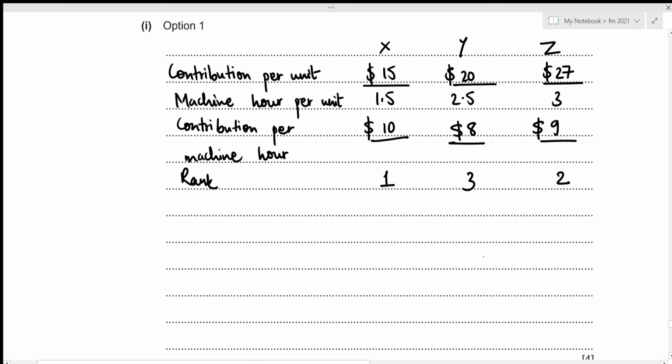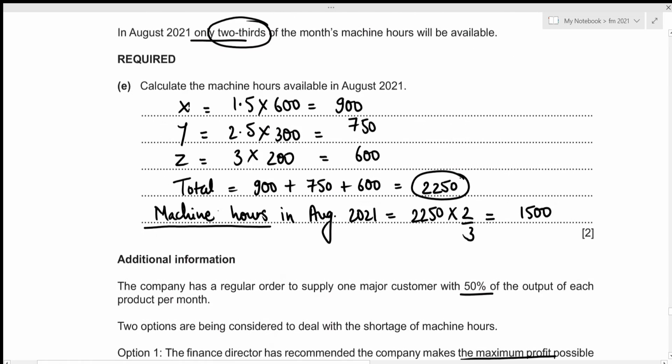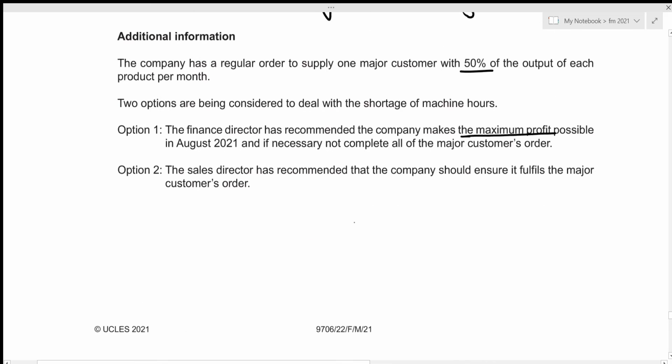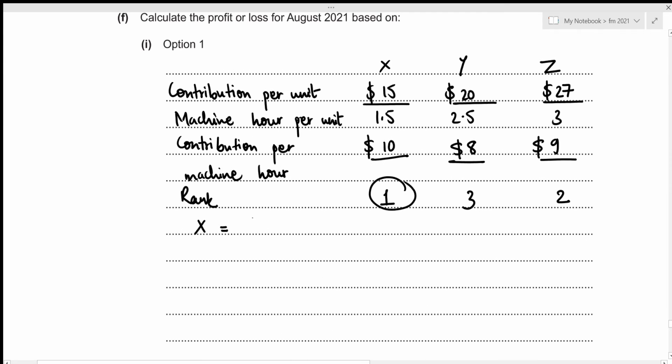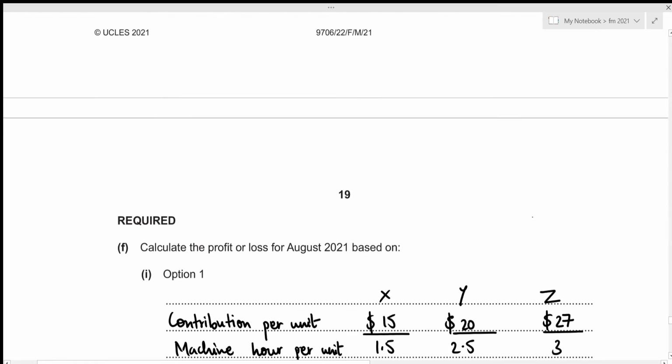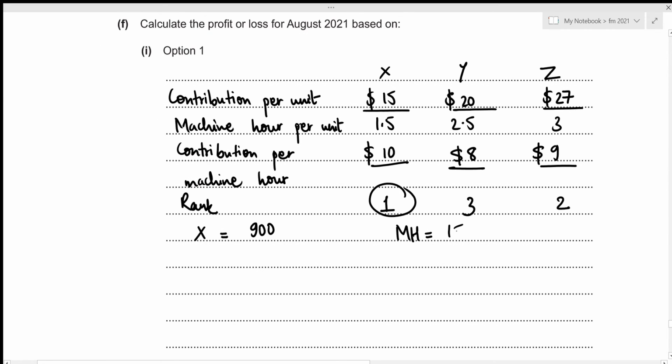All right. So for X, since we are prioritizing it first, we need to fulfill all of the orders for X. All right, so X requires the total of 900 hours, right? So we allocate the entire 900 hours for X. Let's write it down. And remember that the total machine hours that we have, we already figured out above to be 1500, right? So out of 1500, we already allocated 900 to product X. So let's figure out the remaining.